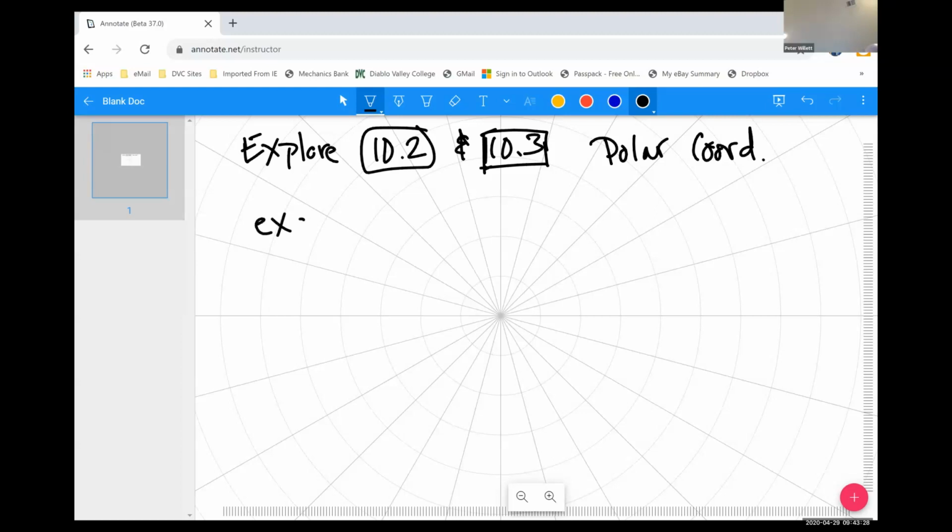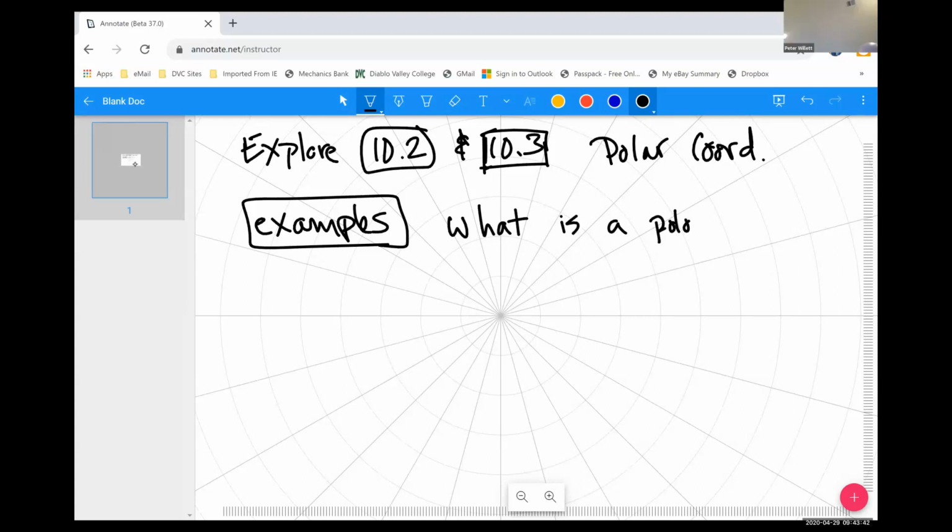Okay, so let's do some examples. What is a polar coordinate point for 3, 3 in Cartesian coordinates? So the goal for this problem is for you to convert the point 3, 3 in Cartesian coordinates into a polar coordinate format. And then I'm going to also write an example to go the other way.